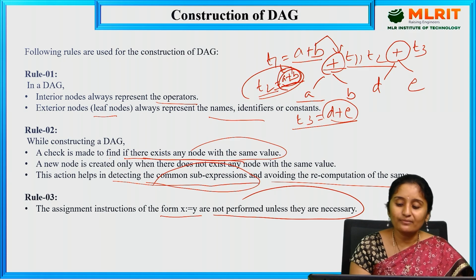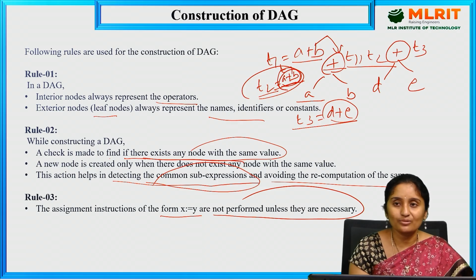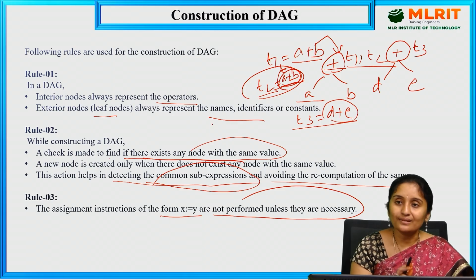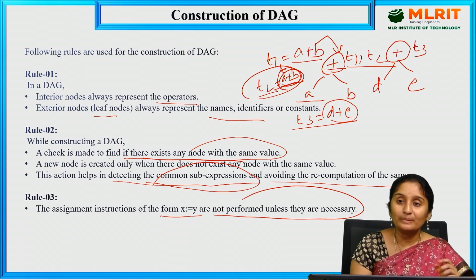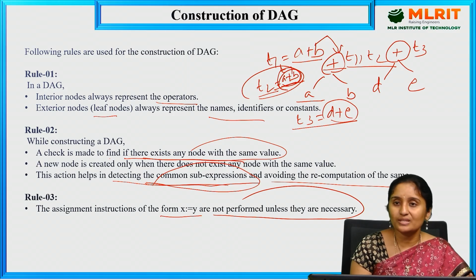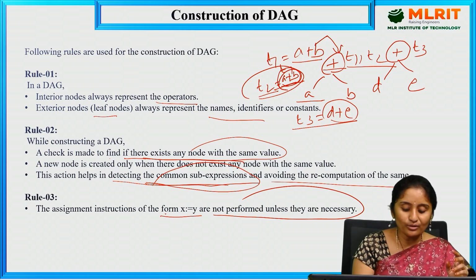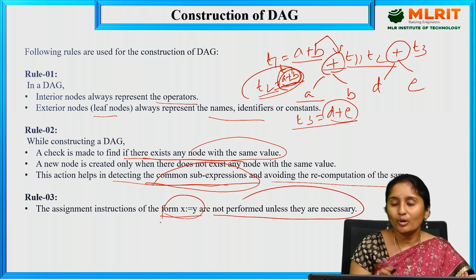To construct a DAG, first the internal nodes will represent the operators, and the leaf nodes represent the identifiers, constants and names. Next, when we construct a DAG, we will be checking whether this statement is already existing or not. If it is not existing, we are going to create a new node. Then after constructing a new node, we will be checking whether any common sub-expressions are there. If any common sub-expressions or dead codes are there, we are going to eliminate them by using the DAG. Then based on the DAG or based on the 3 address code, these assignment operators are used.